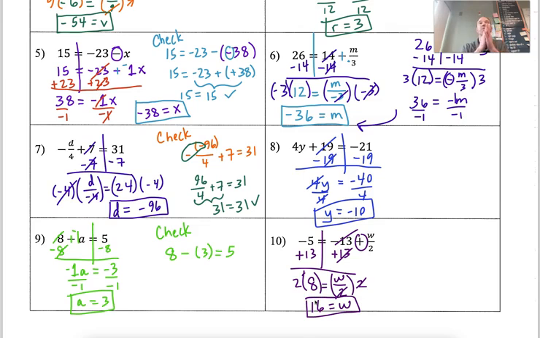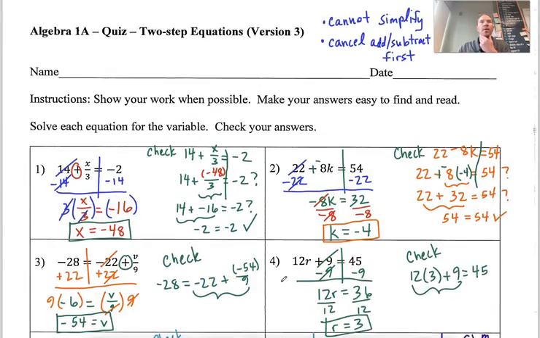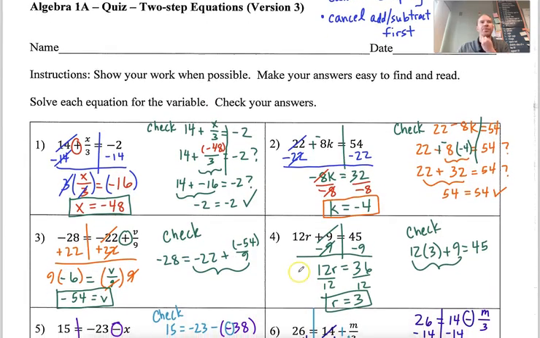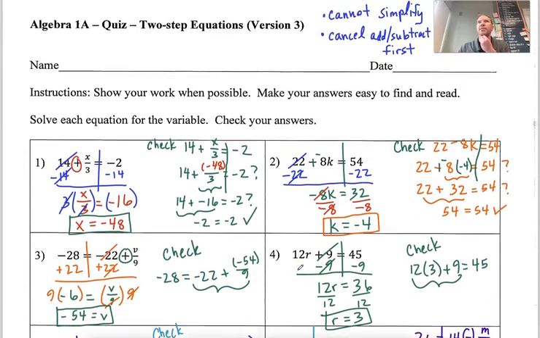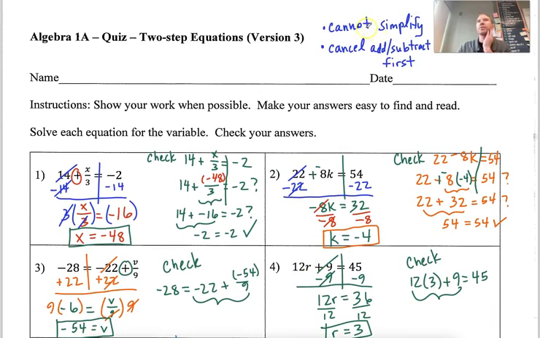I'm going to go back up to, I think, the first couple equations, and I'm going to show you if you wanted to, you could cancel. We said, in these equations, you can't simplify. Like number 2, it's not 22k minus 8k, where I could be like, oh, that 22k minus 8k is 14k. It's just 22 minus 8k. It doesn't simplify. So again, my suggestion is to cancel your addition or subtraction first.